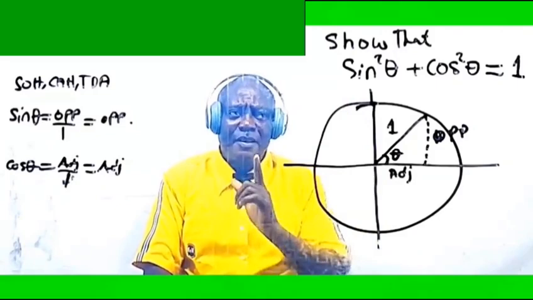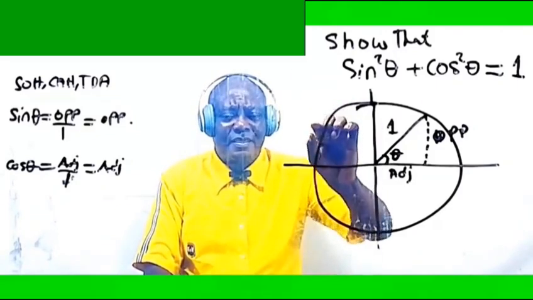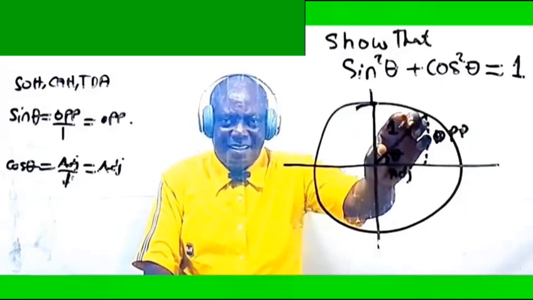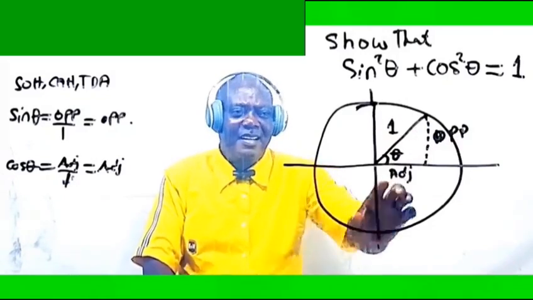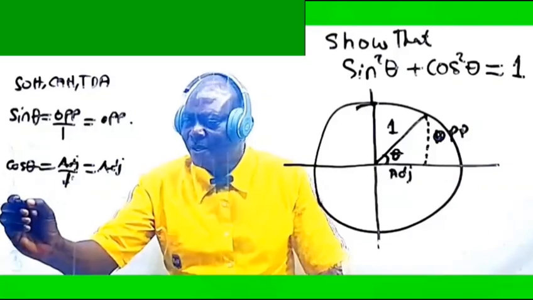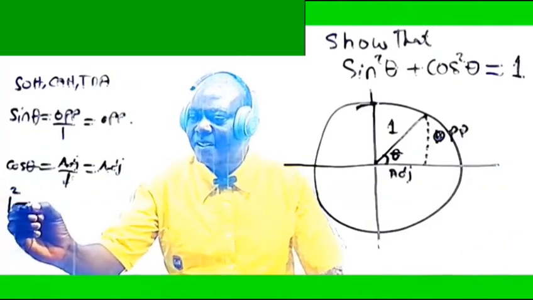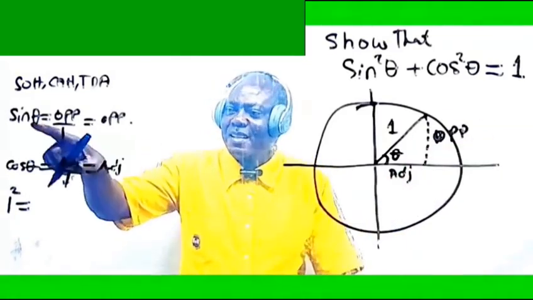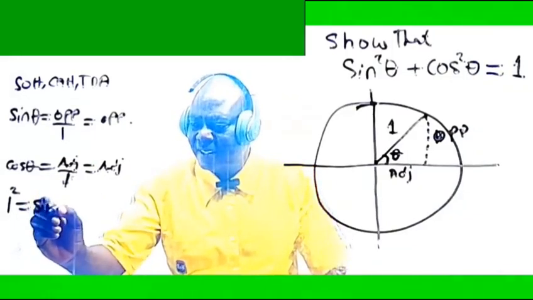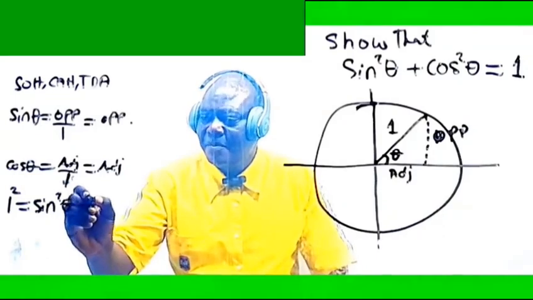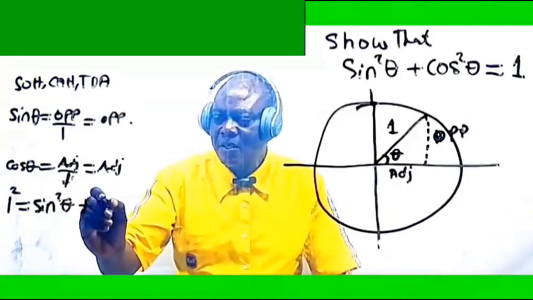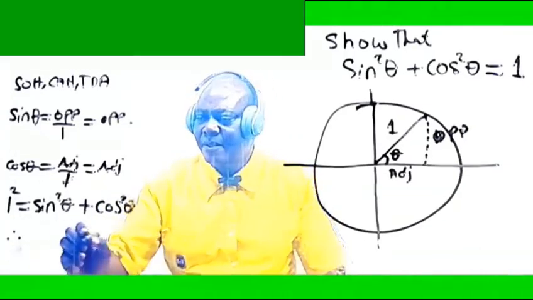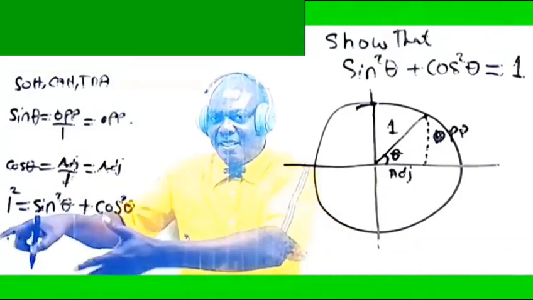Okay, but remember, your particular theorem, they said that the square of the hypotenuse is equal to the sum of the squares of the other two sides here and here. And what is the hypotenuse here is 1. So you see that is 1 squared equals to opposite. What's the opposite here? Opposite here is sine. So it is sine squared theta plus adjacent is cos square theta.